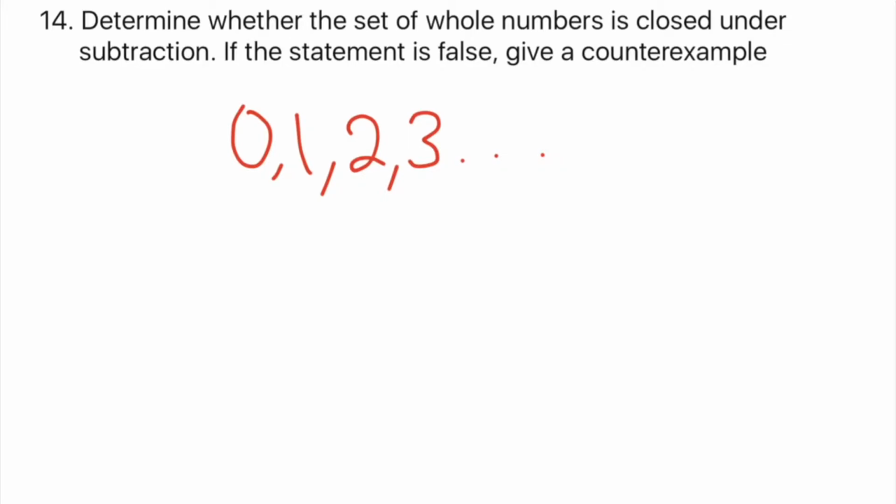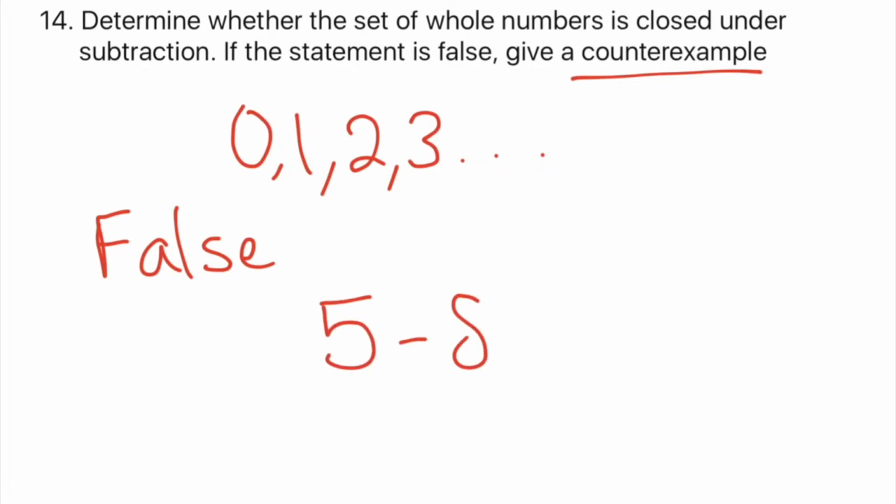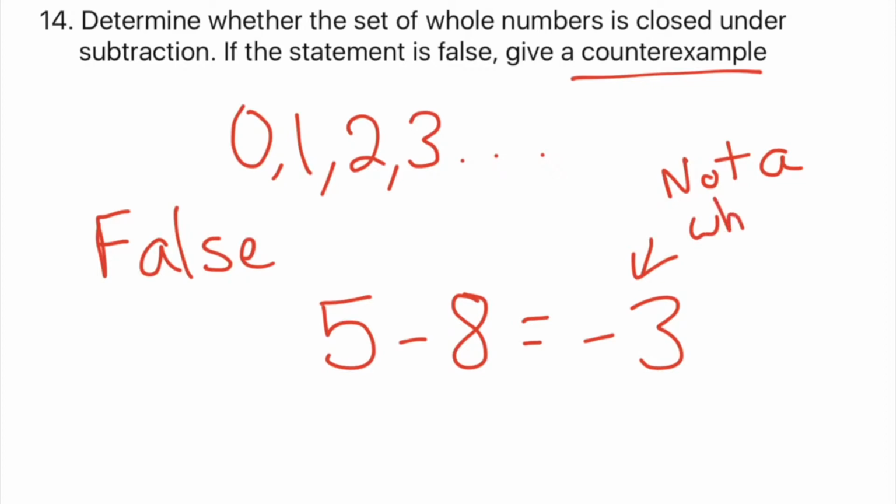So the answer is false, because we have to give a counterexample. So a counterexample would be something like 5 minus 8. If you did that, you would get negative 3, and this is not a whole number. So not a whole number. So therefore, you can subtract two whole numbers and get a number that's not a whole number. So we would say, no, it is not closed under subtraction.